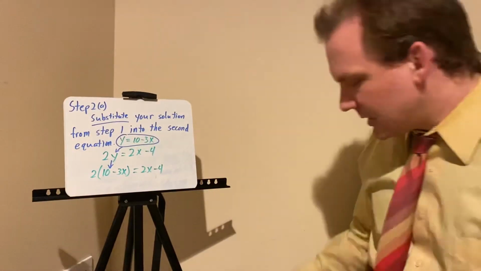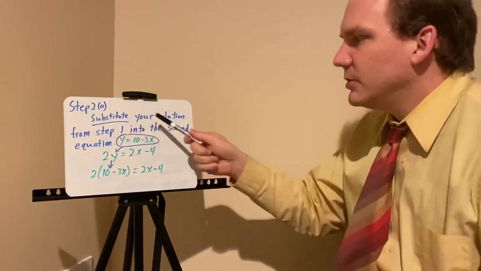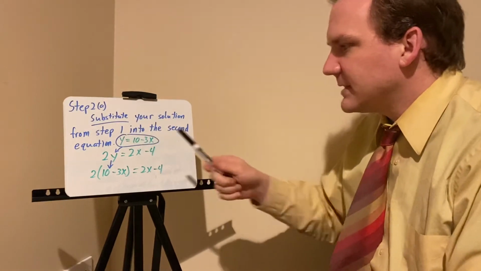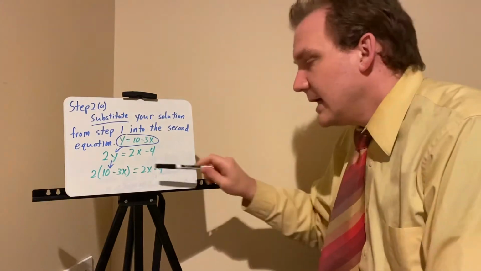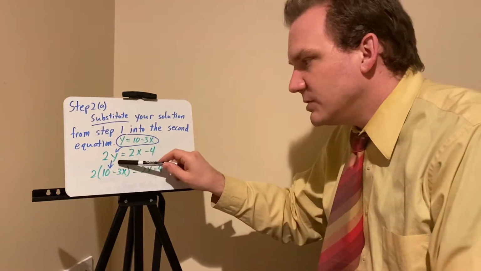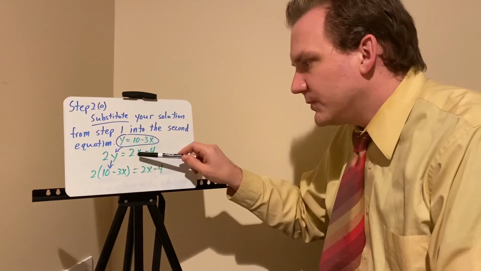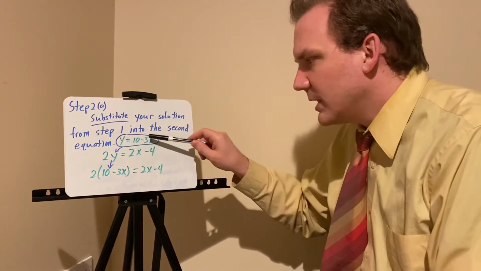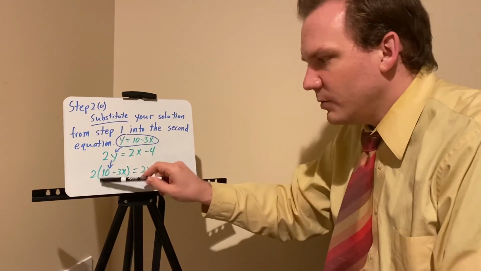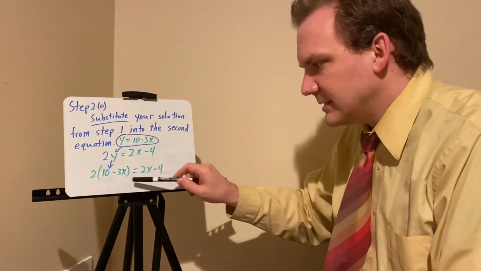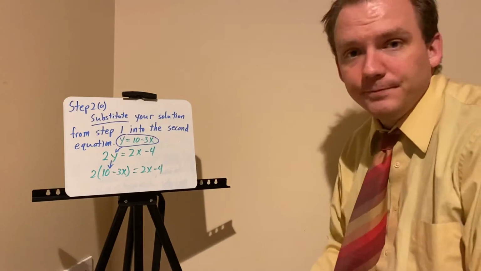Remember we said we're going to use substitution? So substitute your solution from step 1 into the second equation. My solution is y equals 10 minus 3x. In the other equation that I didn't use, it said 2y equals 2x minus 4. So I took this and I substituted in for y 10 minus 3x. I now have 2 times (10 minus 3x) equals 2x minus 4.